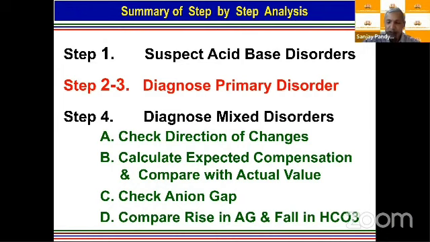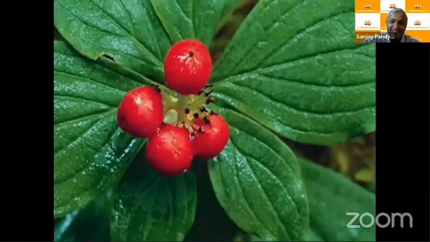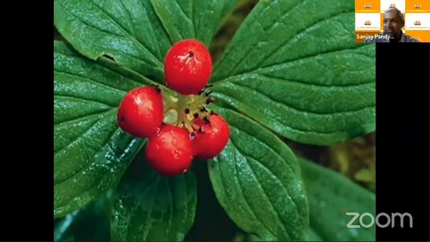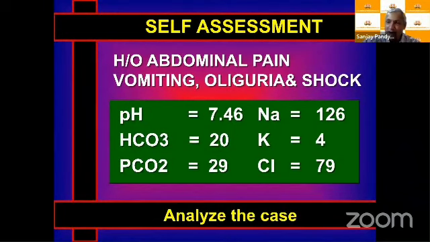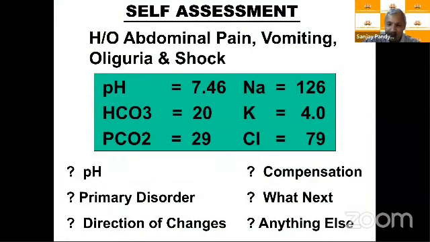Then comes the CID skill, and for diagnosing triple disorder comes the MOSSAD skill. CID skill is check anion gap, and MOSSAD skill is compare rise in anion gap with fall in bicarbonate. And now truly I promise that this is the last discussion, and I'm confident that all of you are now smart, ready, and have learned the things very well. So this last problem solving will be really fun.